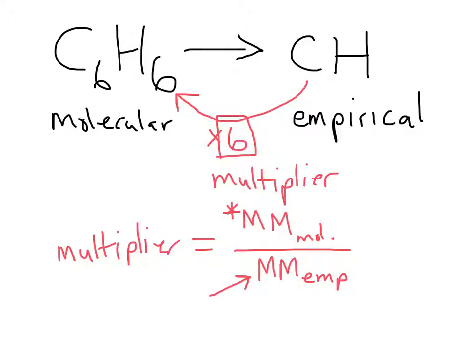So again, keep in mind that this multiplier should be a whole number, or at least really, really close to a whole number. Maybe like 5.99, which you would round up to 6 because you need it to be a whole number in order to multiply the subscripts of the empirical formula by it to get to the molecular formula.